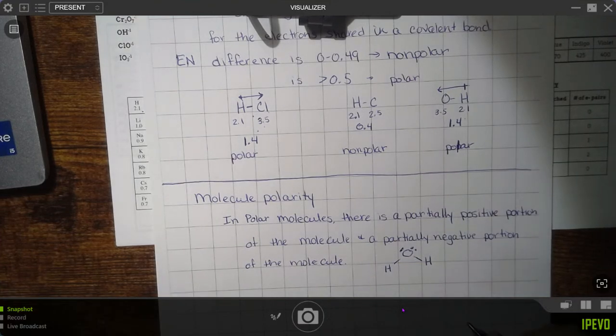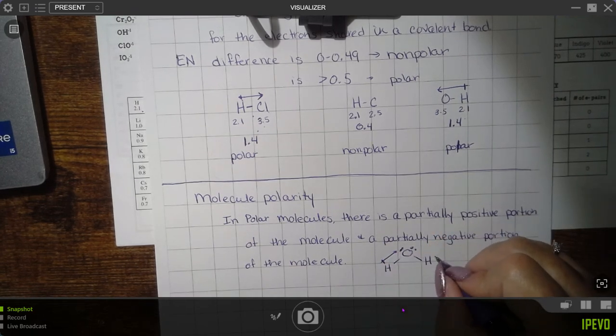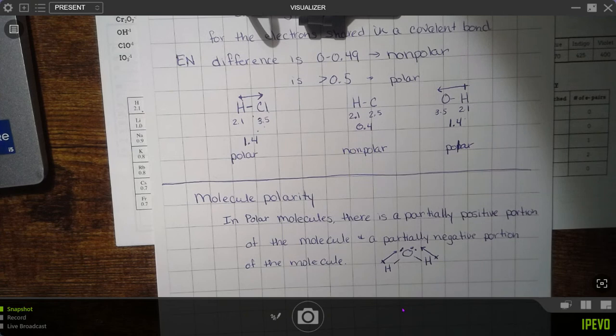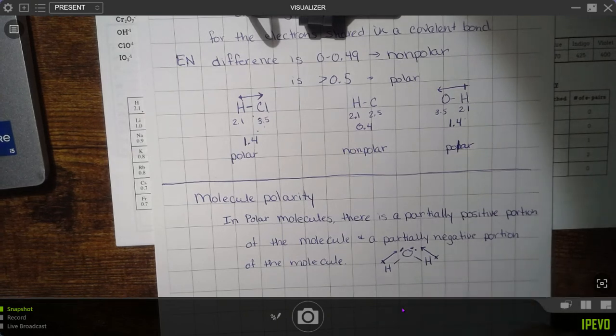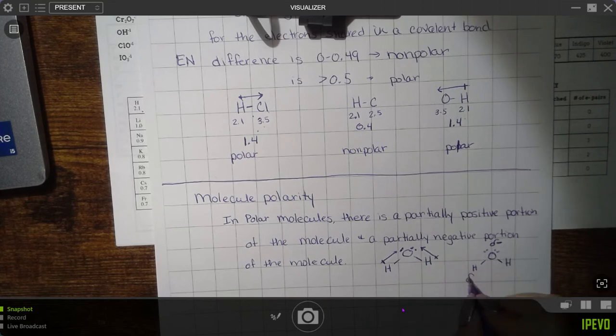If we did that with both of these bonds in this water molecule, what we would see is the oxygen portion of that molecule is more negative. It's not completely negative, like it would be if it was an ion. But what we say is that oxygen, and we draw this little cursive looking D, which means partial, the oxygen is partially negative, and the hydrogens are partially positive. So that's what we're talking about when we're talking about a polar molecule.